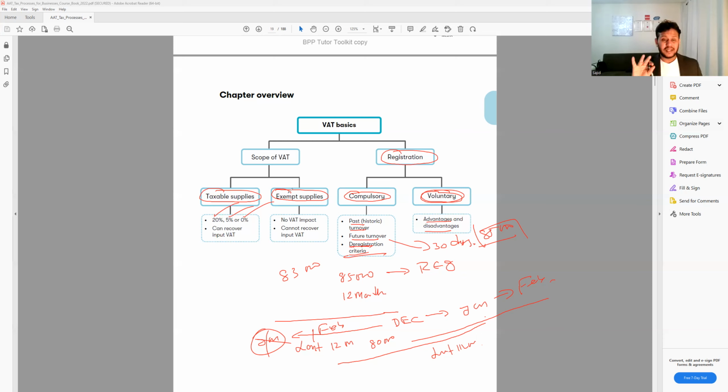You have 3 rates of VAT. Standard is 20%, reduced is 5%, and zero rated is 0%. But the exempt VAT, it is exempt. It is not a rate, it is exempt. So all of these people who register for the VAT, even for the zero rated, they can claim all the VAT back. So they can recover all the VAT from HMRC. All right, so all of these things we're going to cover in this chapter. As I said, exempt, they don't have any VAT impact because they cannot recover the VAT or they don't charge the VAT to the customer.